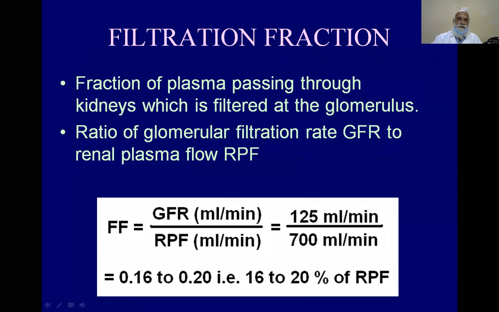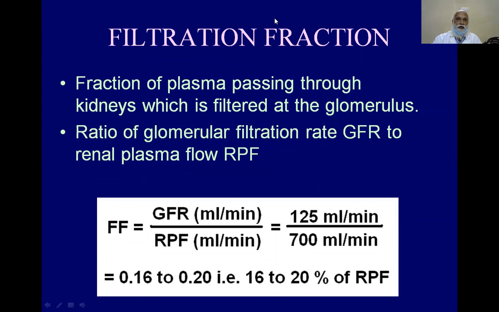Okay, now filtration fraction. What is filtration fraction? Simple. It is the percentage of GFR over renal plasma flow. So how much of this renal plasma flow has come out as the glomerular filtration rate? Of course, these are also per minute. This must be per time, either the plasma flow in the kidneys or the filtration rate at the glomerulus.